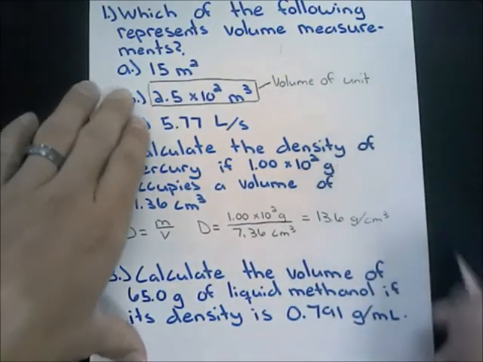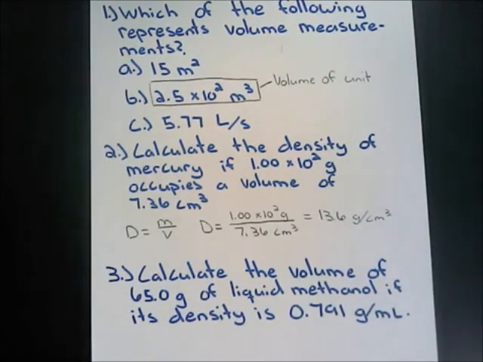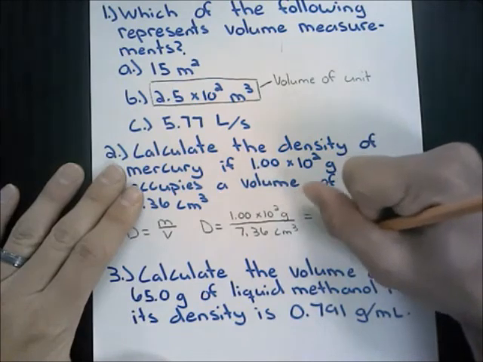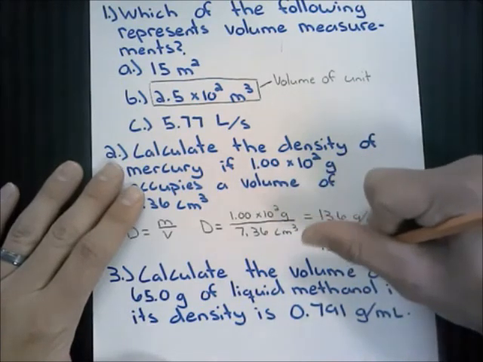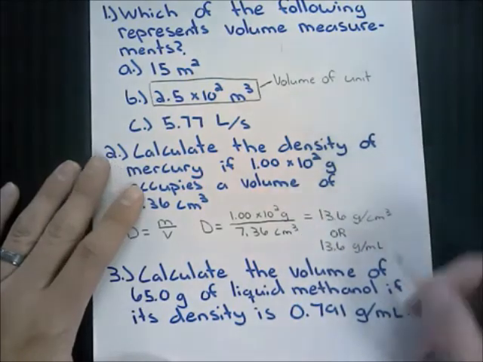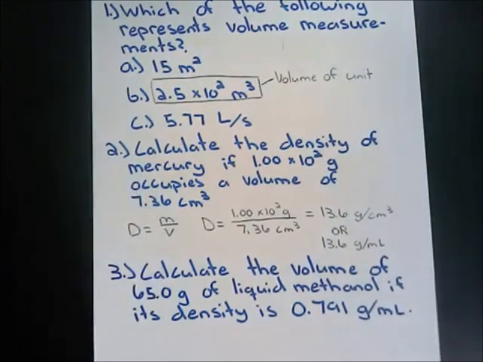Now if you look back on your sheet, the previous page of notes, this can be just as easily thought of as 13.6 grams per mL. Milliliters and cubic centimeters can be used interchangeably.